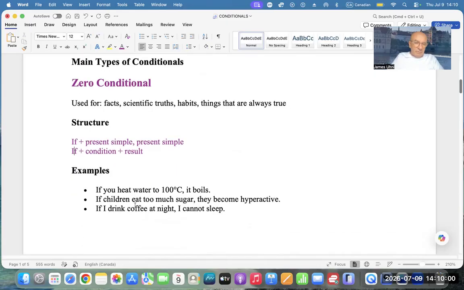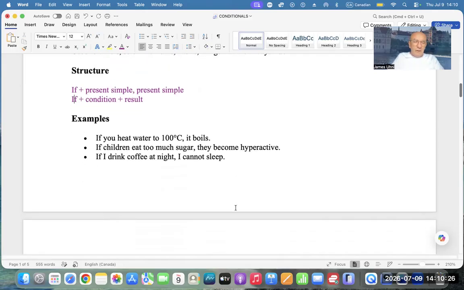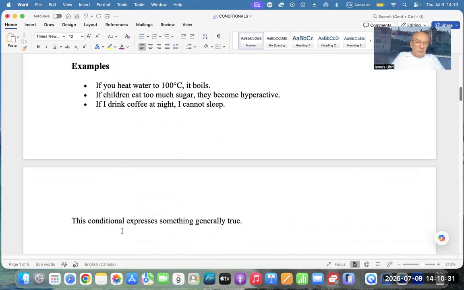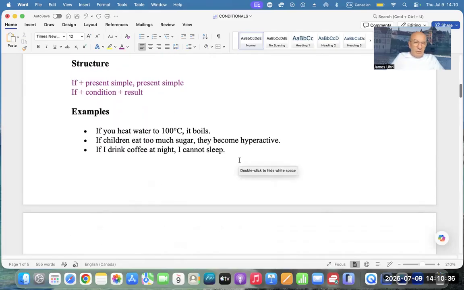Here are examples. If you heat water to 100 degrees Celsius, it boils. Is that true? Yes, it is. If children eat too much sugar, they become hyperactive. Is that true? Yes, it is. If I drink coffee at night, I cannot sleep. So this conditional expresses something generally true.